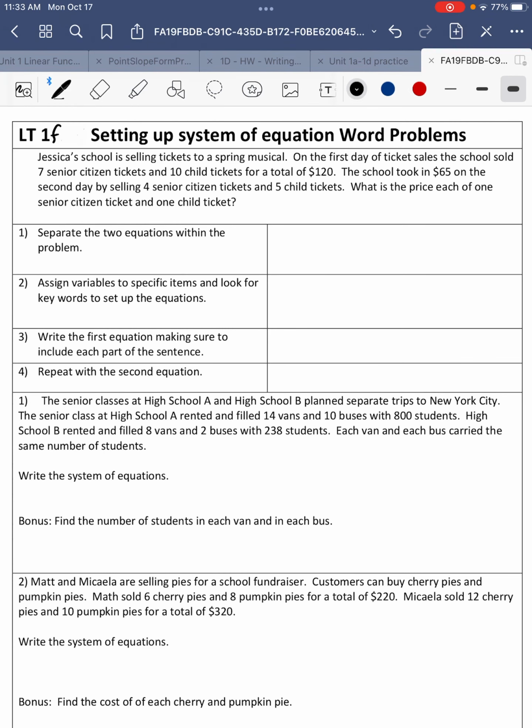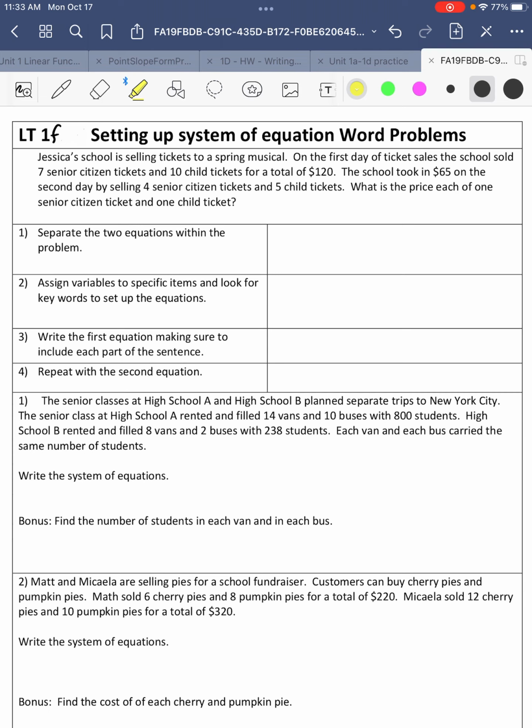So Jessica's school is selling tickets to the spring musical. On the first day of ticket sales, the school sold 7 senior citizen tickets and 10 child tickets for a total of $120. The school took in $65 on the second day by selling 4 senior citizen tickets and 5 child tickets. What is the price of each senior citizen ticket and each child ticket? So all I really want us to do is to set these up.